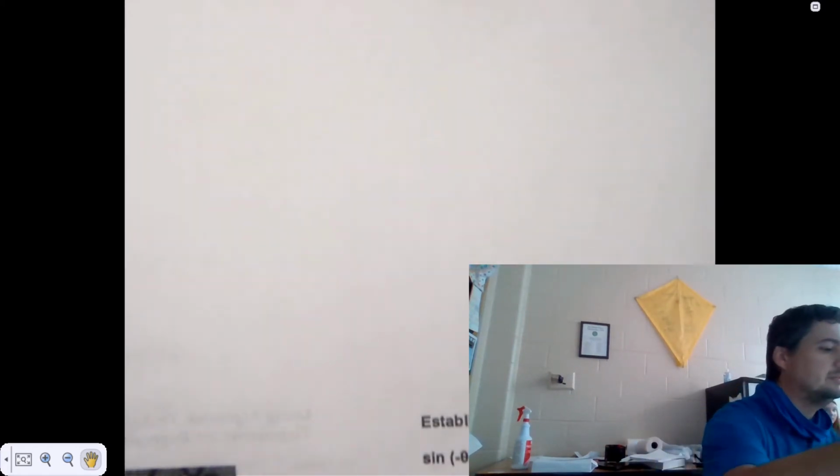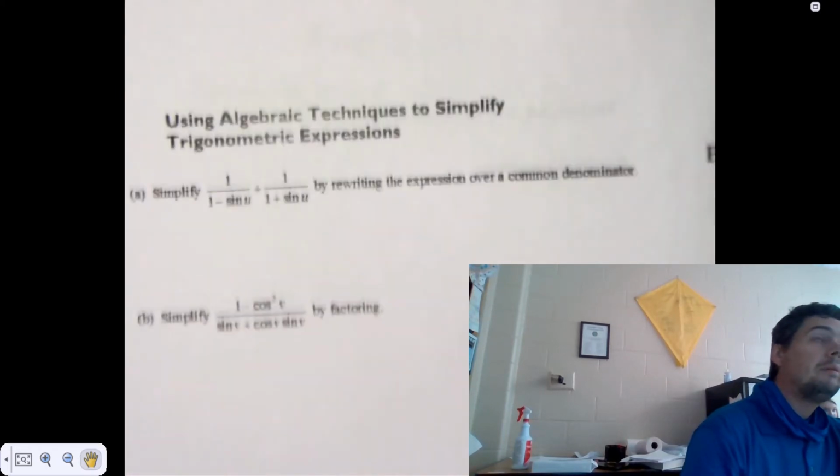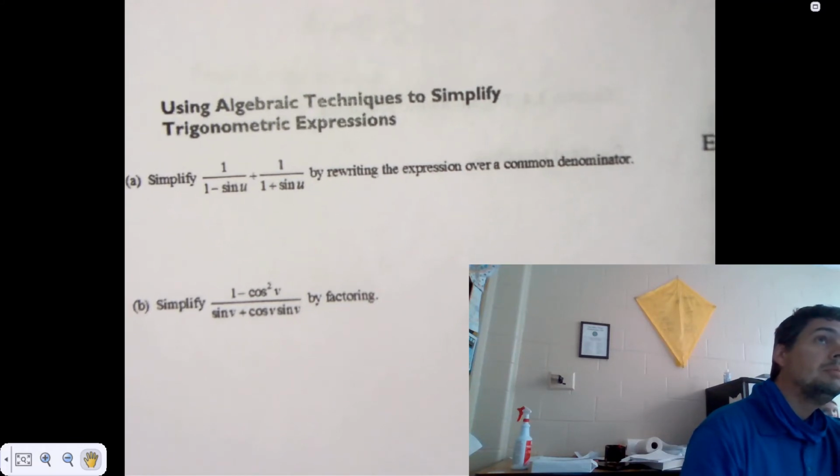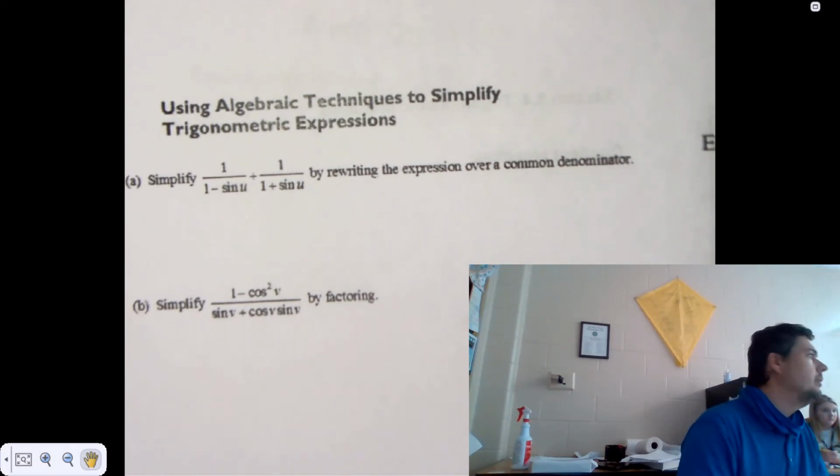All right, well, here we got one that wants us to add fractions together. Simplify 1 over 1 minus sine of u plus 1 over 1 plus sine of u by rewriting the expression over a common denominator.